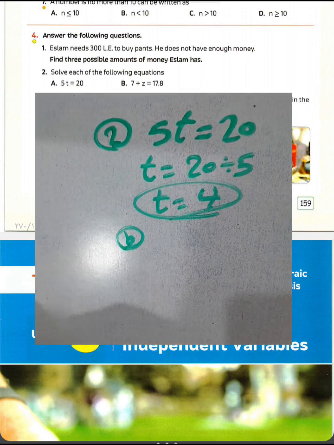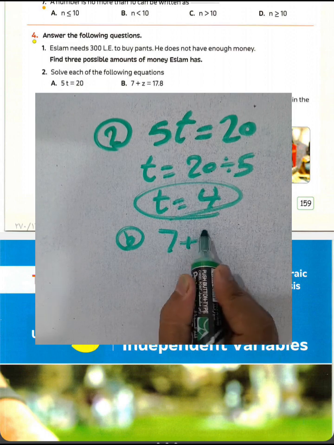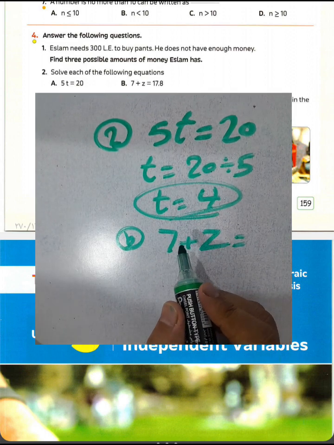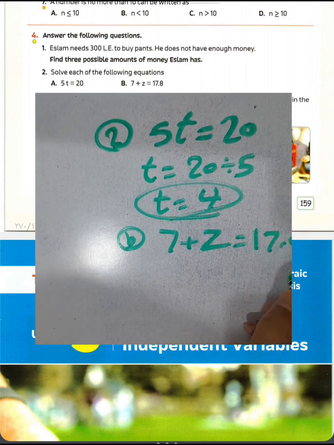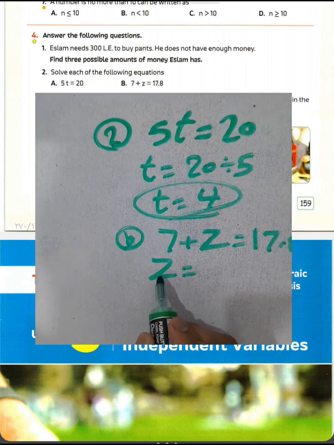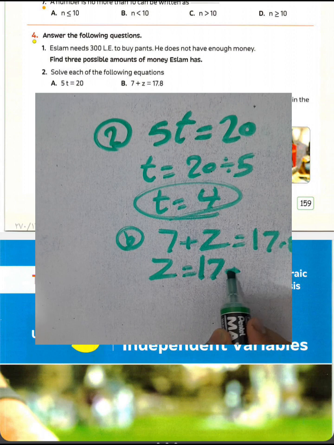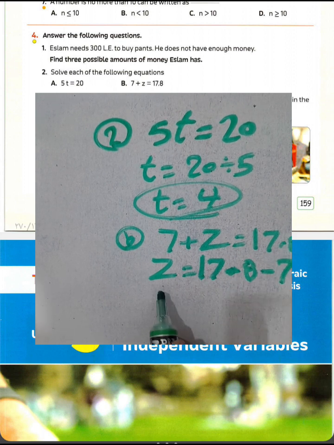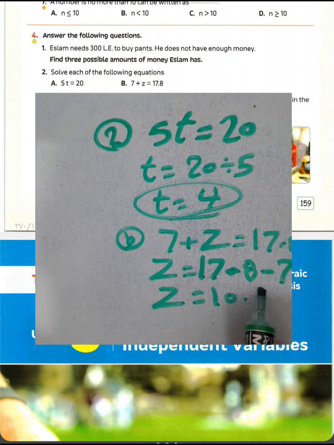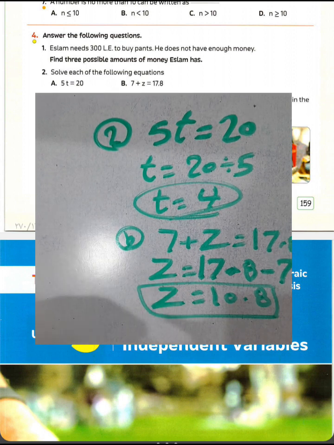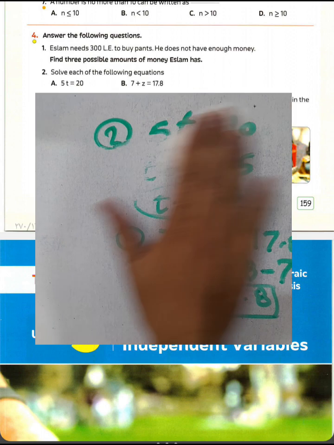Okay, letter B. We have here 7 plus z equals 17.8. We can find the unknown by finding the difference between the two numbers. It will be 17.8 subtract 7. Then z will be 10.8. Okay. Question number 3.